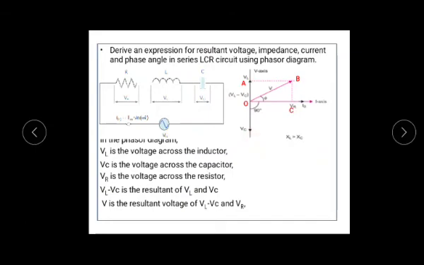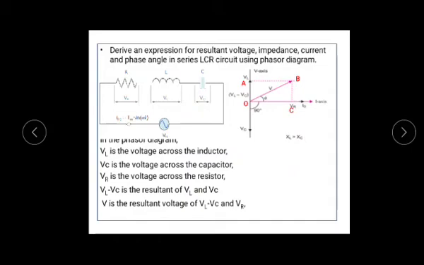VR is the voltage across the resistor, and it is represented along the x-axis. Then if you observe the phasor diagram, VL and VC are both acting in opposite directions. So if we take XL greater than XC, then definitely VL is greater than VC.